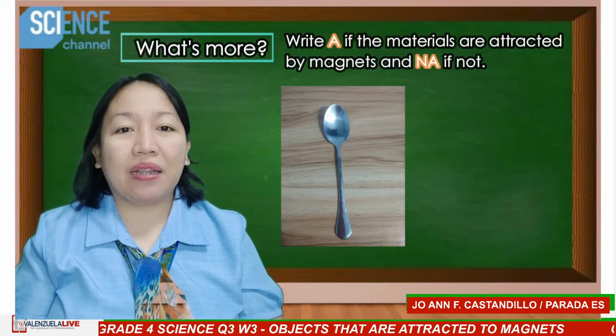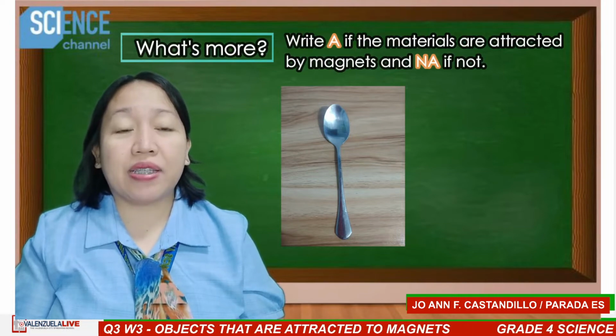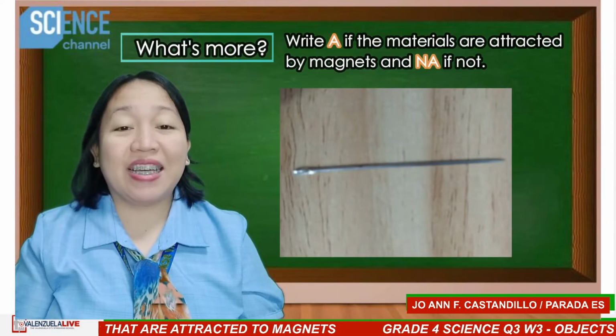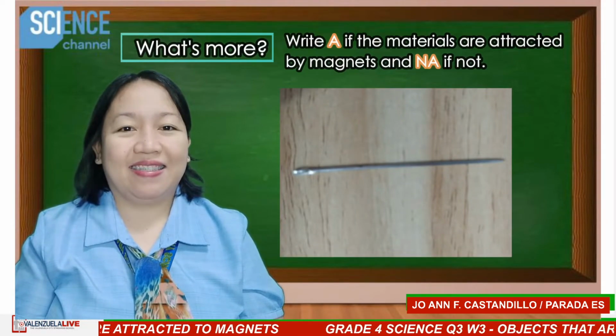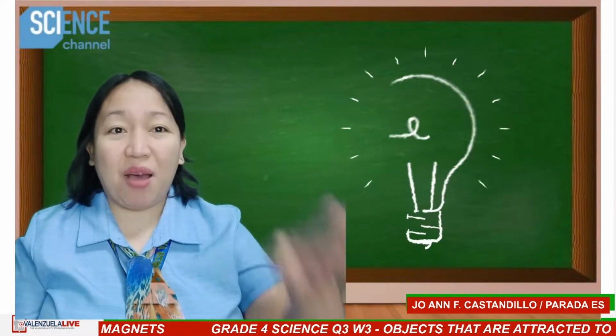Number 4. Metal spoon. If your answer is A, perfect. And number 5. Needles. If your answer is A, awesome. Great job, learners!